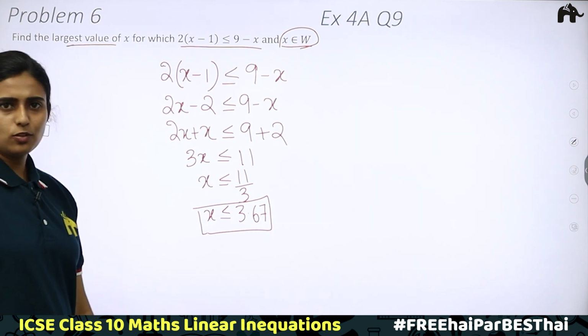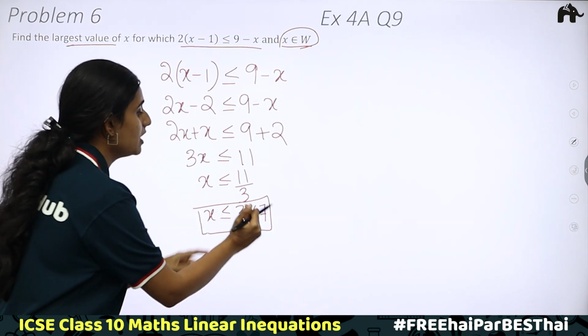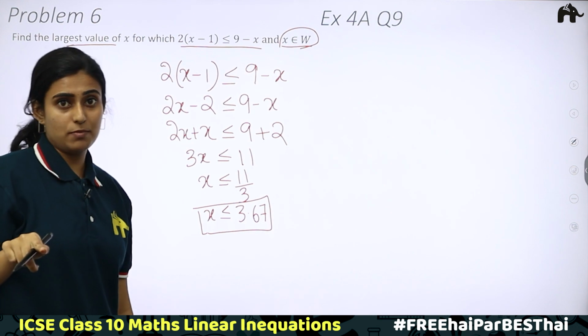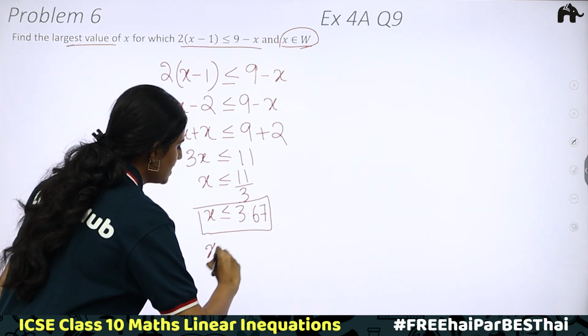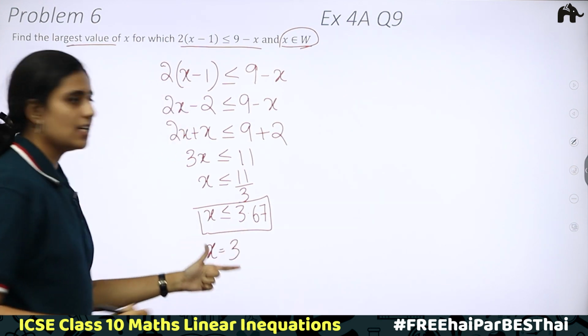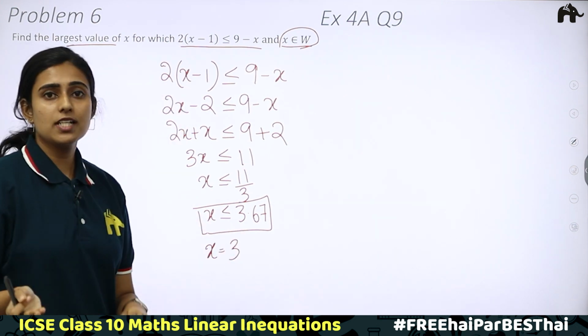Which is the largest value? A number that is less than 3.67 and a whole number. 3. Correct. That is, x is equal to 3. This is the largest number. The next whole number is 4.